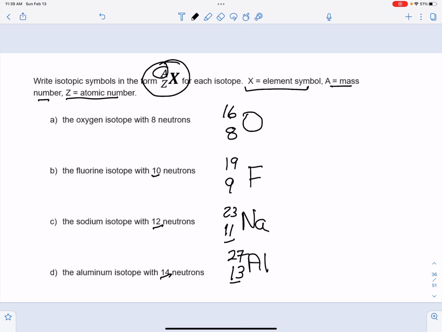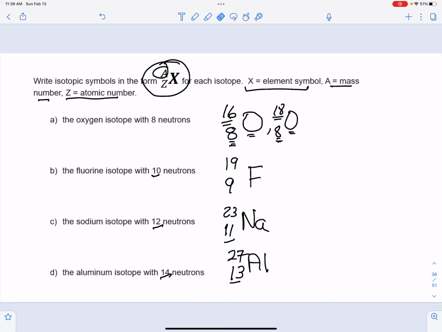What would be an isotope of oxygen? Well, we know that we have oxygen 16, so an isotope of that could be oxygen 18, right? Because the element is still the same, therefore the atomic number is the same, but the number of protons plus neutrons is changing, so the neutrons are different.